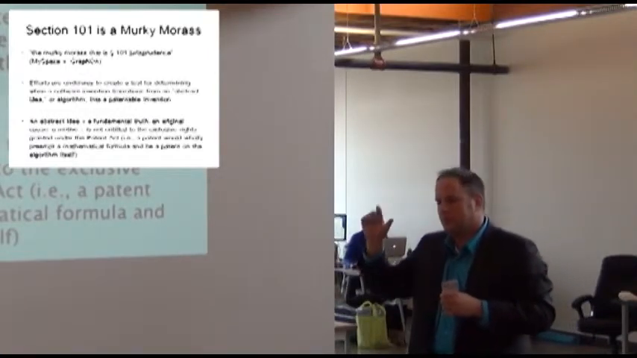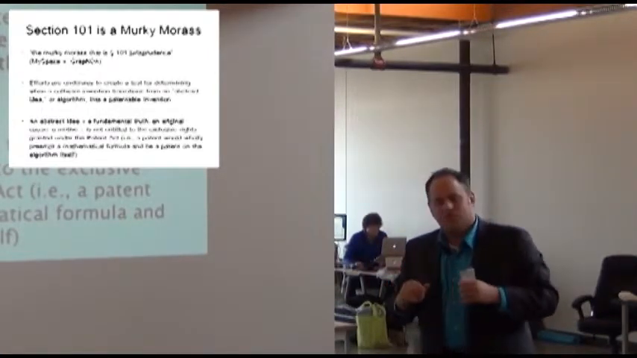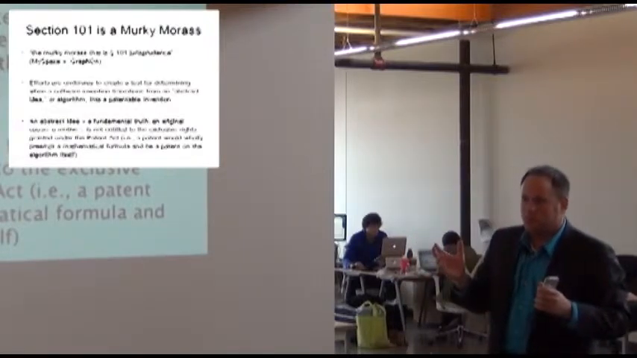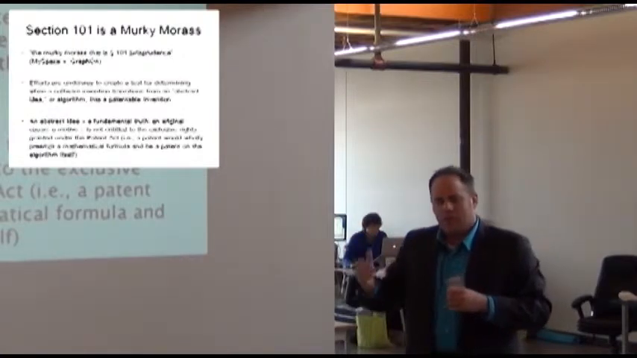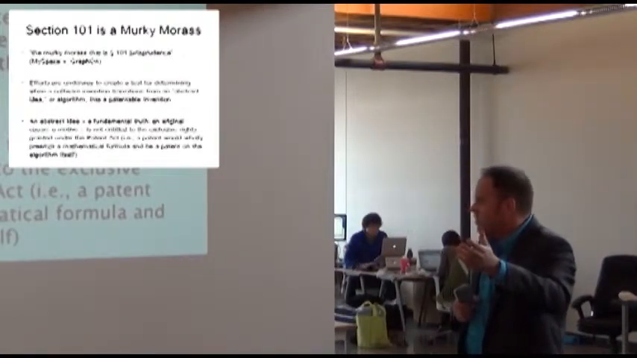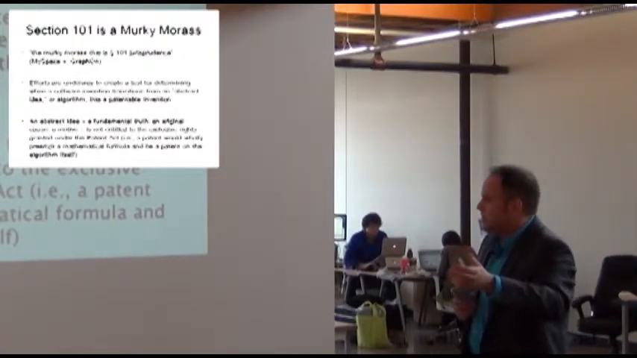If Einstein was able to receive a patent on E equals MC squared, well then no one would be able to use it unless Einstein or the owner of that patent would have allowed E equals MC squared to be out there.